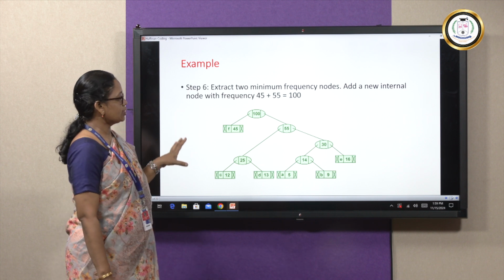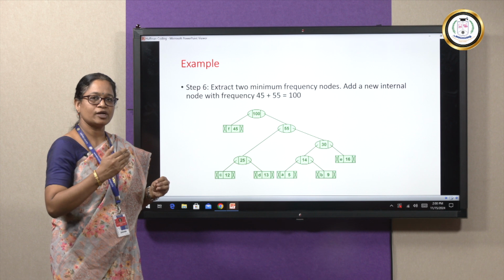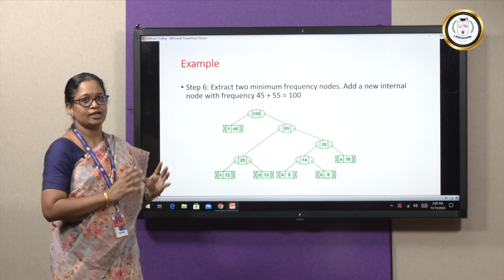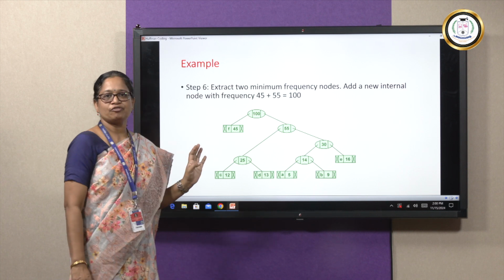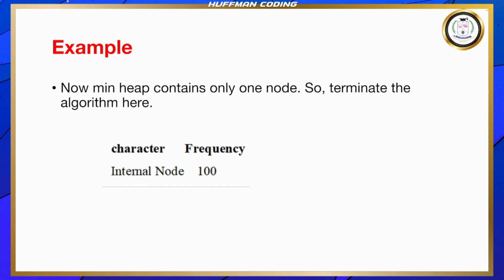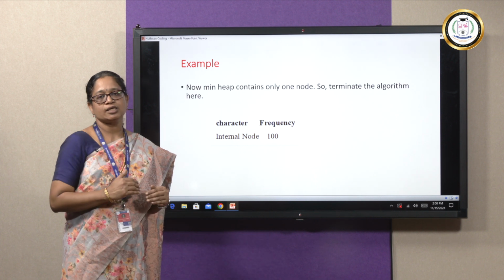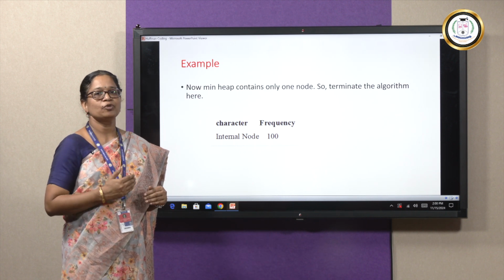Okay, so now also you can see that the left node of 100 is 45 and the right node of 100 is 55. So when you are comparing the values 45 and 55, the lesser node is 45. It is always placed as the left subtree. And the greater node is 55, which will be placed as the right subtree. So now the min heap contains only one node and here we are terminating the algorithm. So now we have built the tree, Huffman tree, from the given set of input characters.